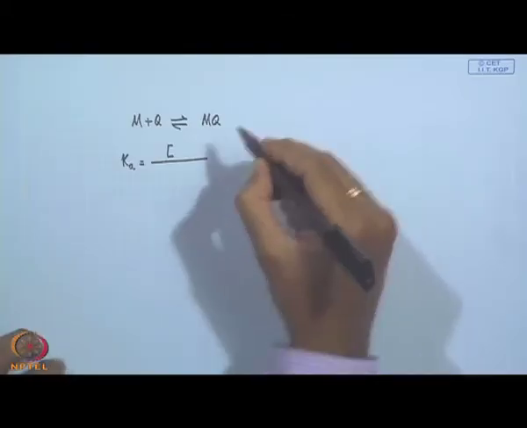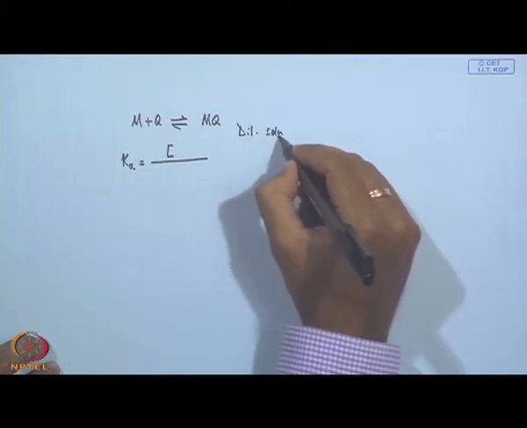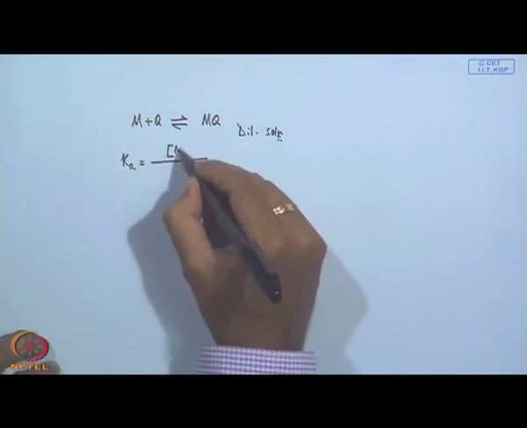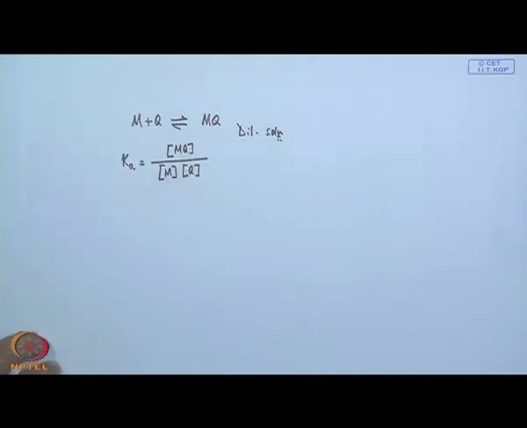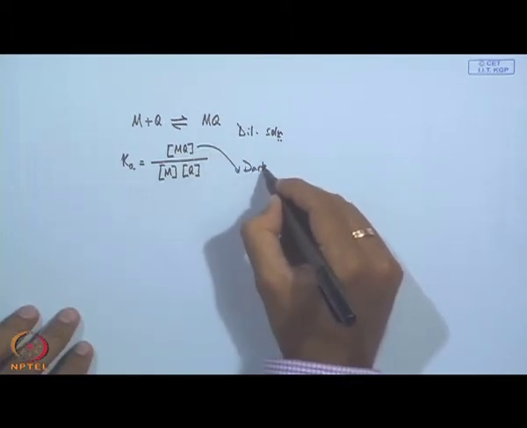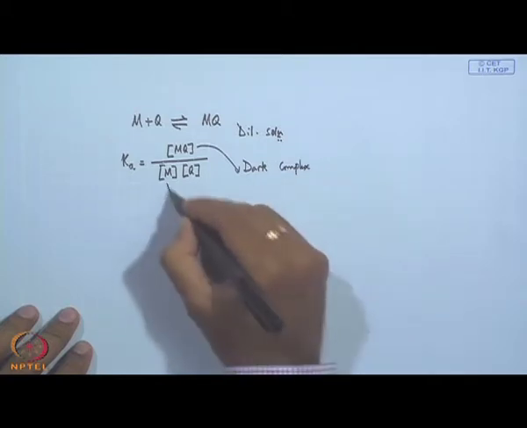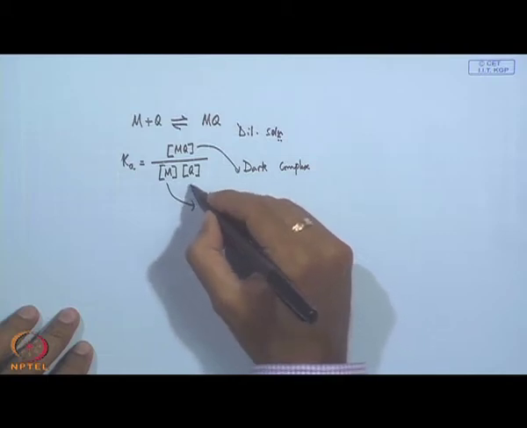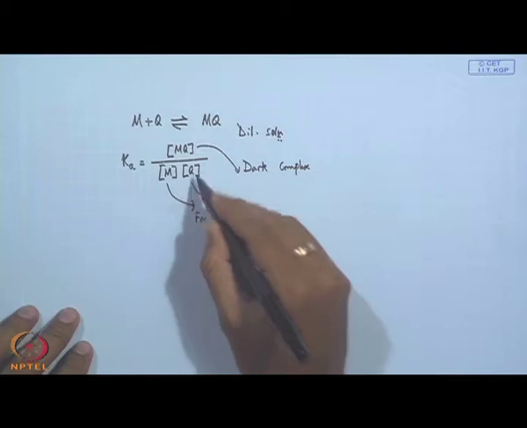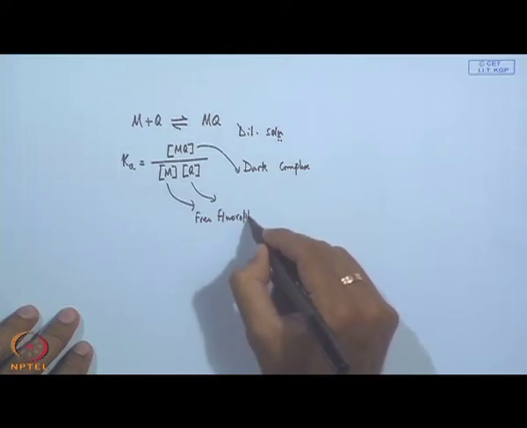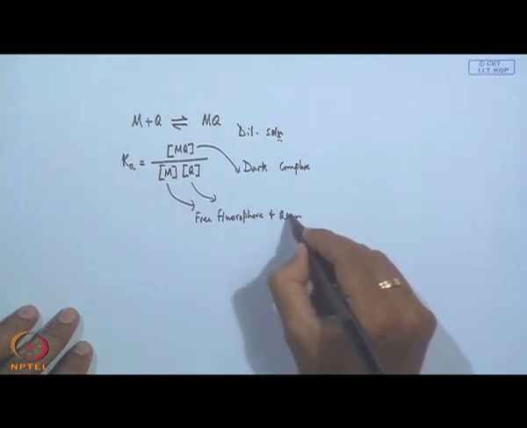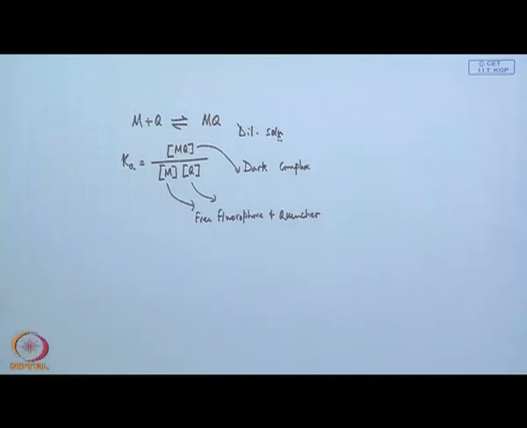So, considering a dilute solution and replacing activity by concentration, we write Ka equals mq divided by m and q. Here mq is the concentration of the dark complex, and these are the free fluorophore and free quencher. So we have to make use of this expression to find this out.